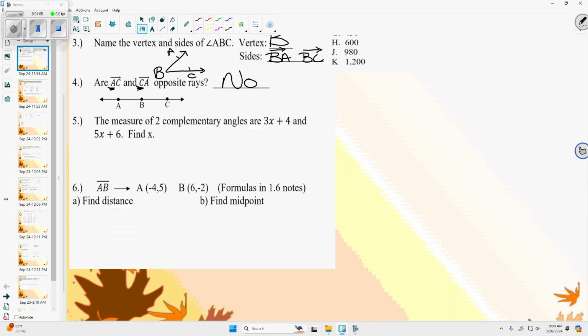All right, so next one, we want to find x, knowing that the measures of two complementary angles are 3x plus 4 and 5x plus 6. What does complementary mean? Add them together. 90 degrees, absolutely. So what's my equation going to look like?